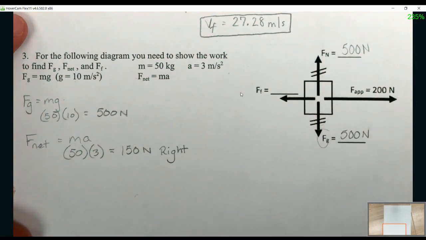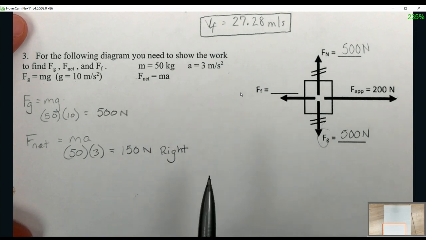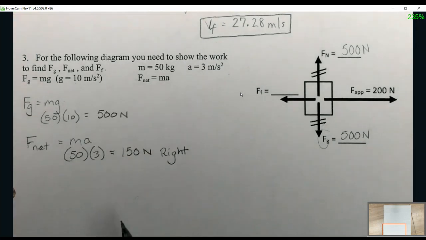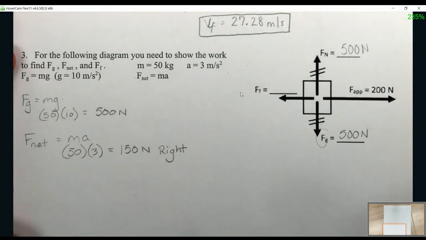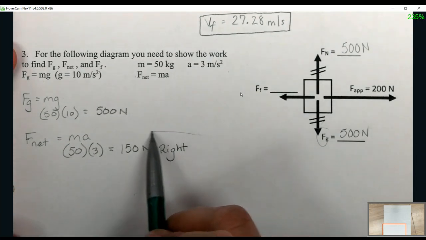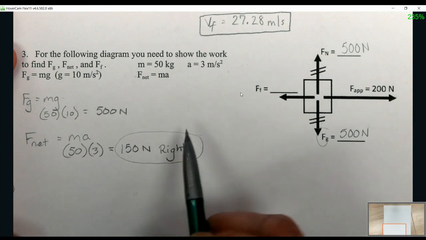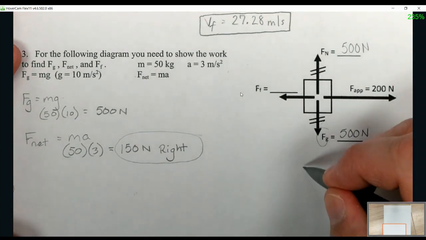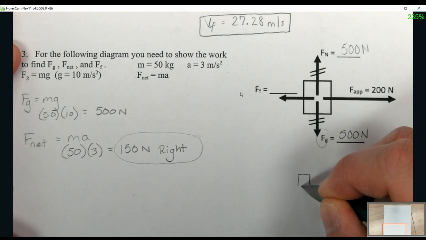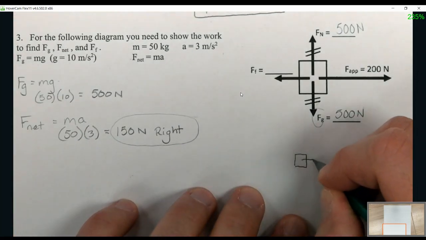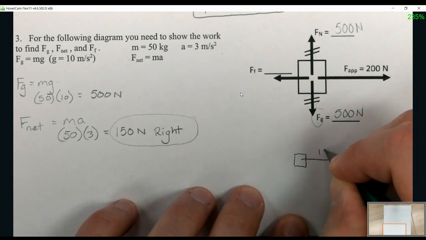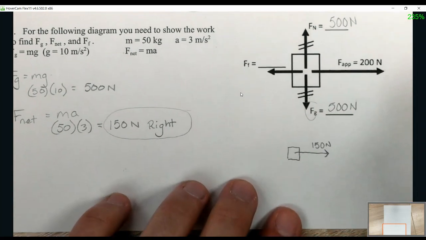It would be to the right. Okay, well, now it basically becomes this problem. If I know that this is the overall force, these two balance out. If I were to just draw a free body diagram of this object with only the net force, I would pretty much just see an arrow going to the right of 150 newtons.